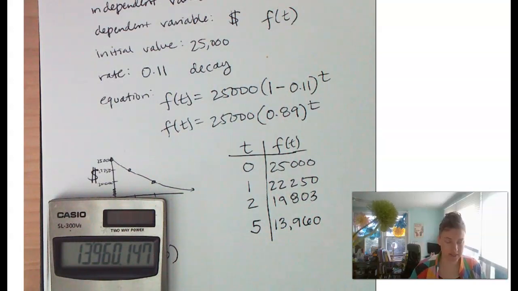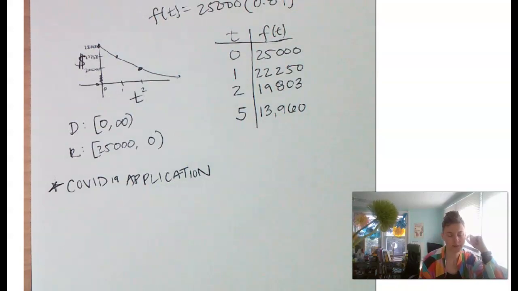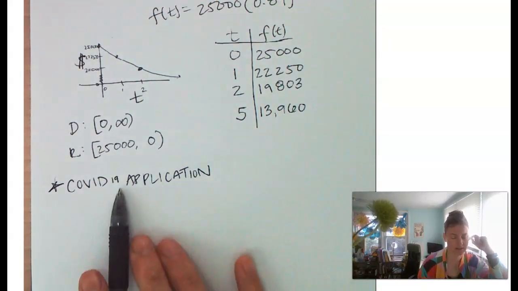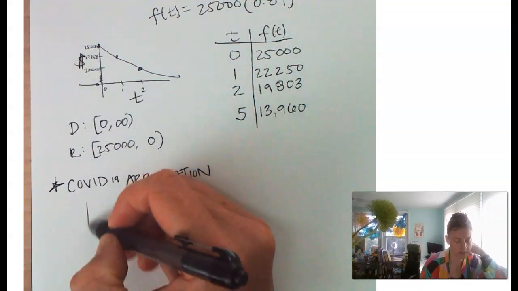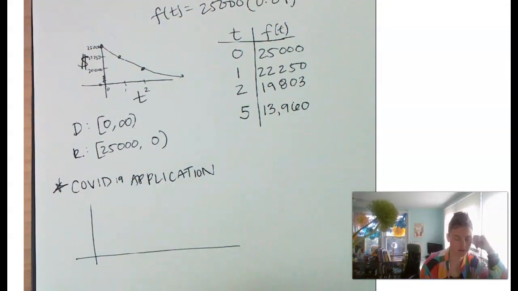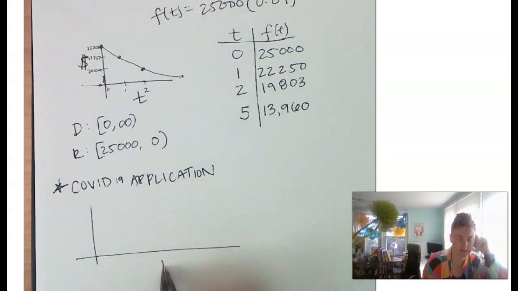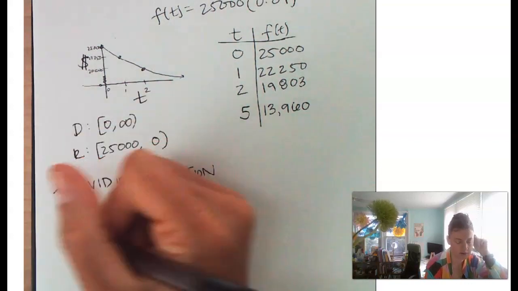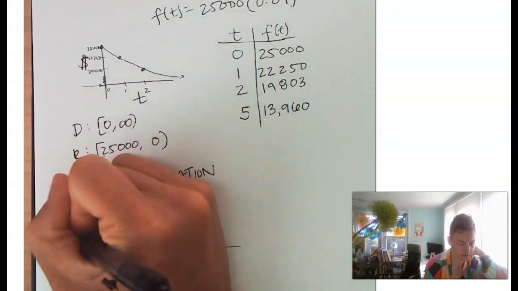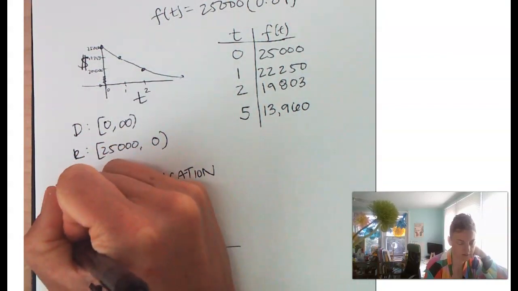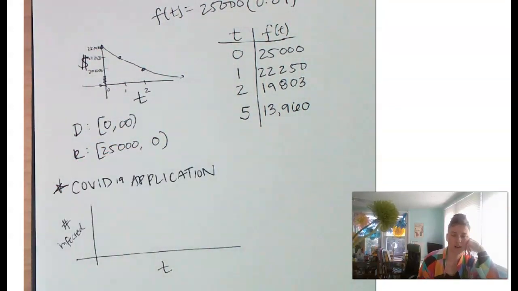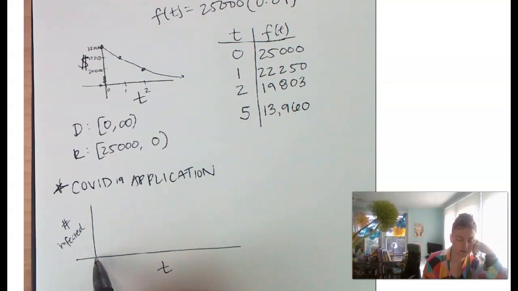Exponential functions, man. They can be really cool and earn you some money. Or they can kind of suck. But it's real stuff. It's real life. Super briefly, I'll talk about the COVID-19 application of these exponential functions. So we're looking at the graph of this stuff. We have, obviously, time down here. We have number of people infected. And currently, we are in the exponential growth phase of number of people infected. It was slow at the beginning, and then it's kind of taken off.